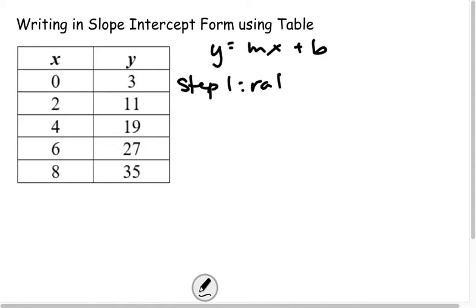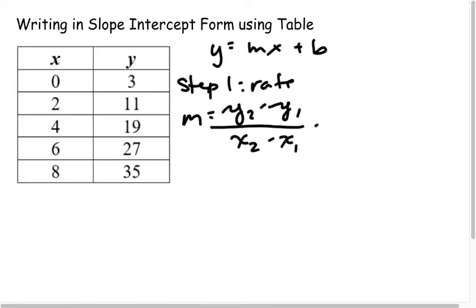So the rate of change is your change in y over change in x, or more notably known as your slope formula: y sub 2 minus y sub 1 over x sub 2 minus x sub 1. You can kind of see what the rate is if you just did your change in y over change in x. But again, if you feel more comfortable with the formula, you can use the formula.